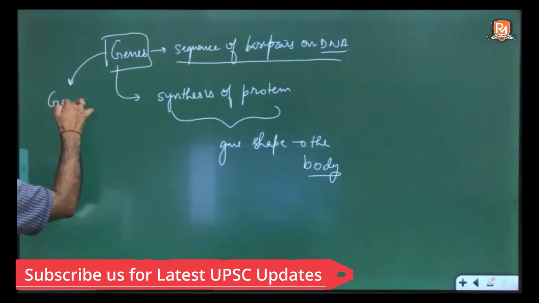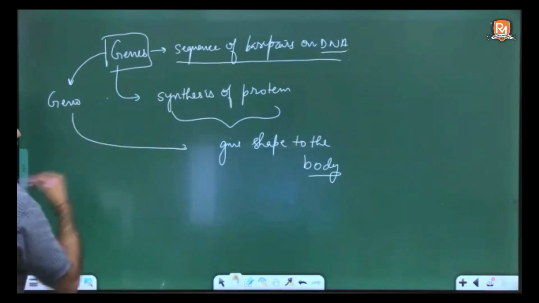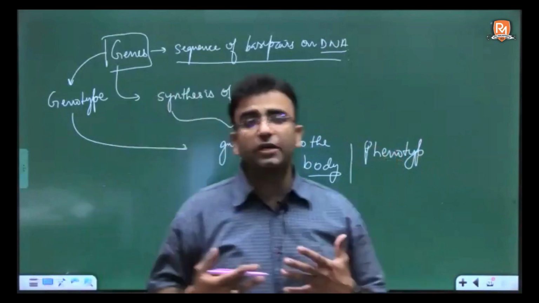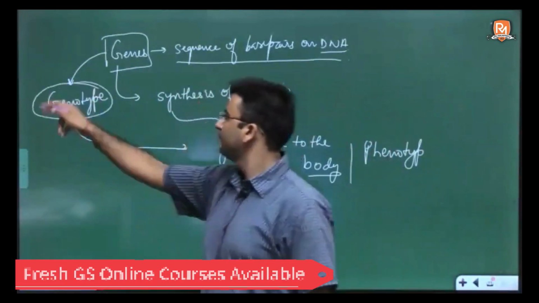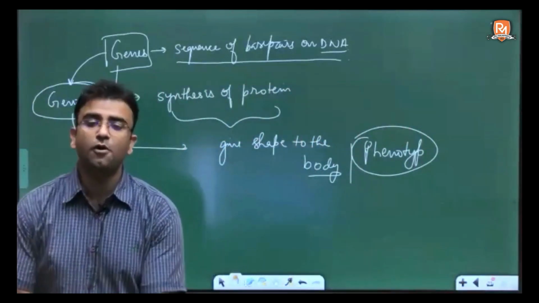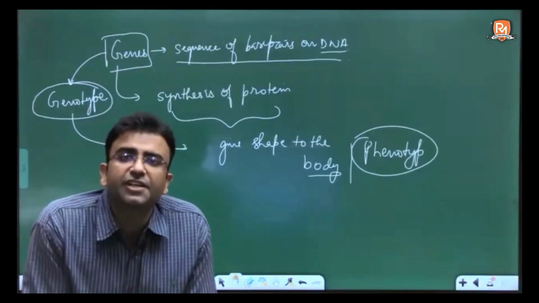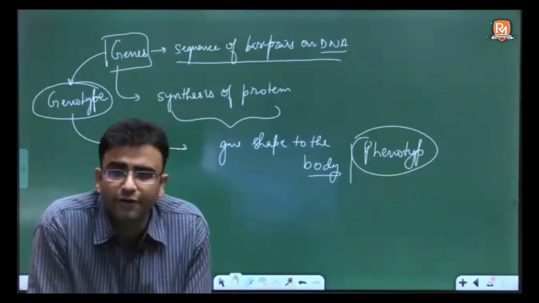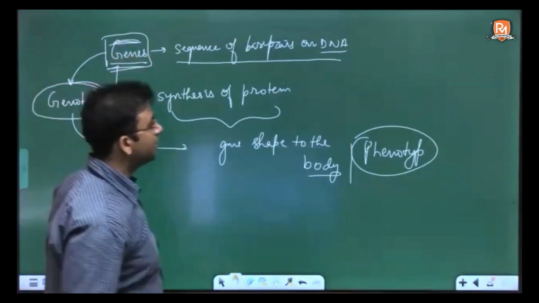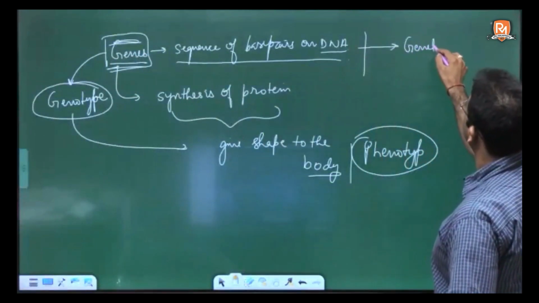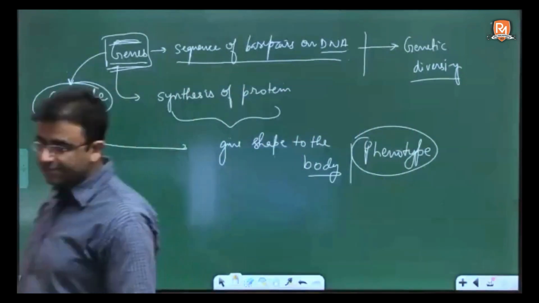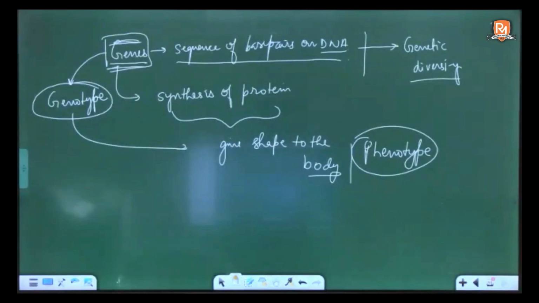So genes, which are known as genotype, give rise to the shape of the body, which is known as phenotype. This is my phenotype because of a specific genotype. So genes give rise to genotype, and those genes are reflected in the body in the form of phenotype. What is DNA? What is RNA? What is a gene? This will be taken care of in your basic science sessions. Don't worry. So the variation at the level of genes is known as genetic diversity. Is this clear? Okay.